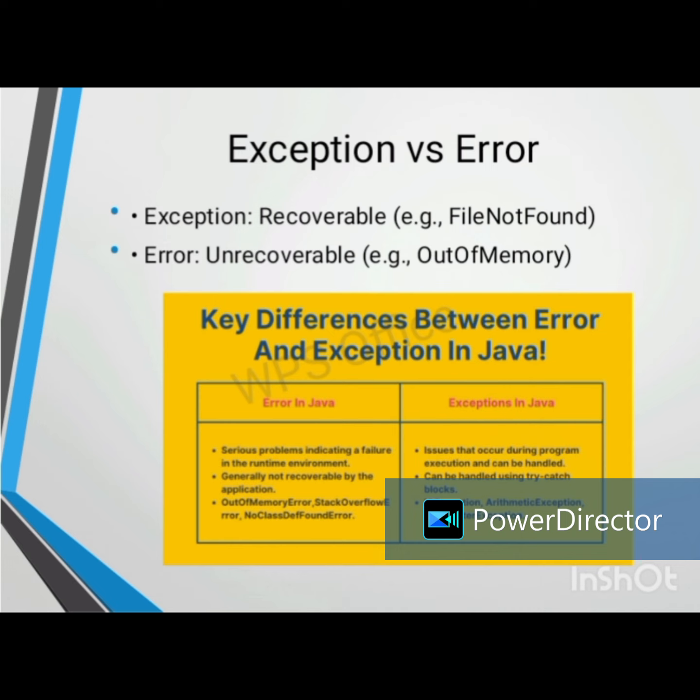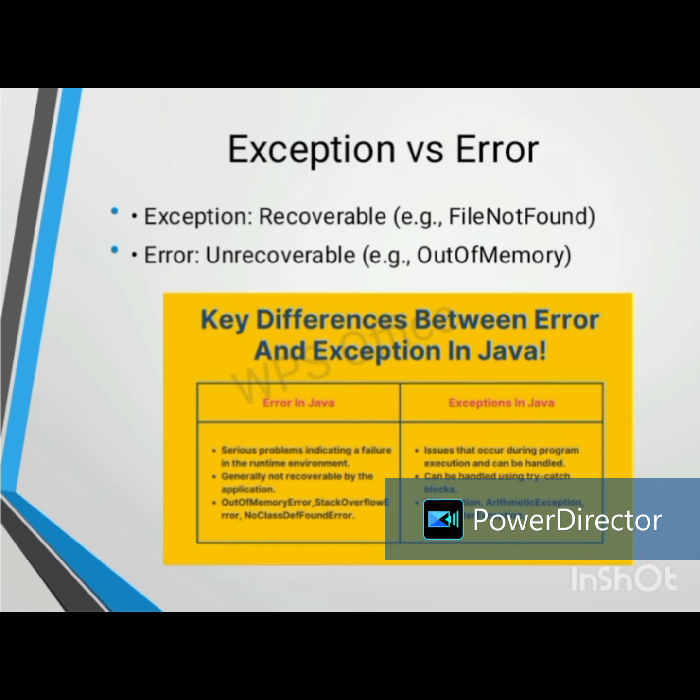First one, ArithmeticException. This is thrown when an illegal arithmetic operation occurs, such as dividing a number by zero. Although this seems trivial, if not handled, it can crash your program. For example, int result = 10 / 0; will throw an ArithmeticException.